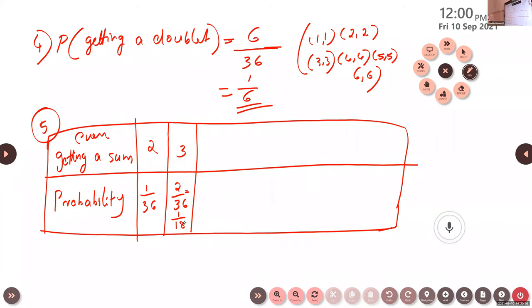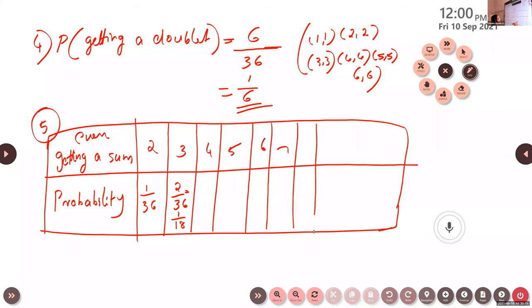Okay. That way you have to find all: 4, 5, 6, 7, 8, 9, 10, 11, 12. Complete this table for the next day. Getting a sum 4, sum 5, sum 6 and 7 up to 12. Do it as homework.